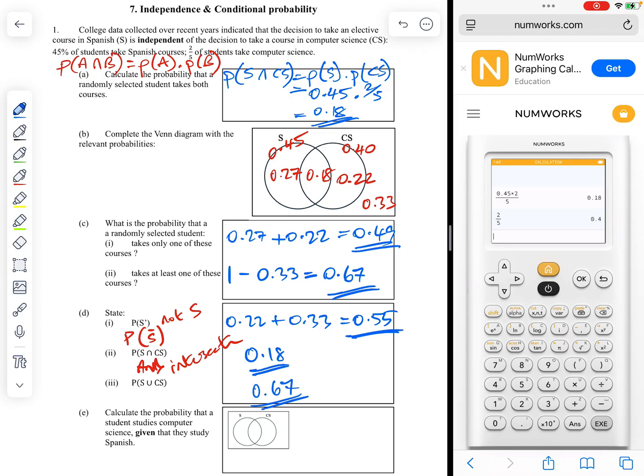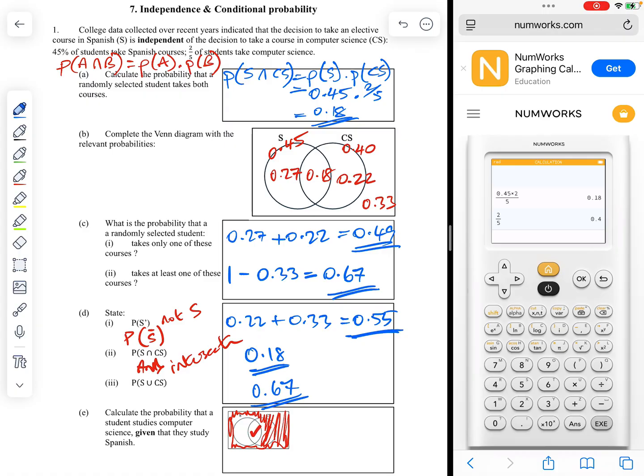E. Calculate the probability that a student studies computer science given that they study Spanish. So we know they're studying Spanish. So we are not looking at anybody in these sections here. It is just inside this circle. We want somebody who studies computer science. So that is those people.